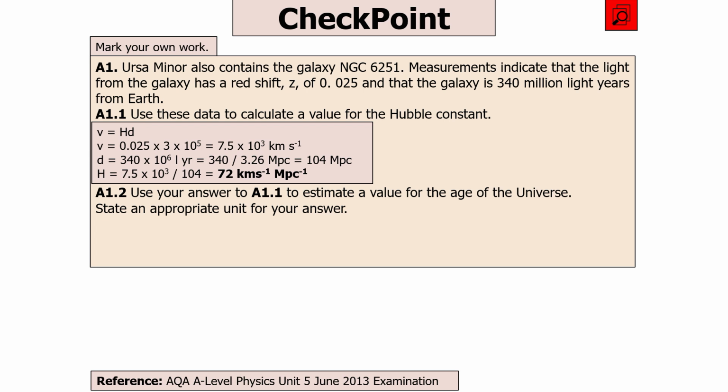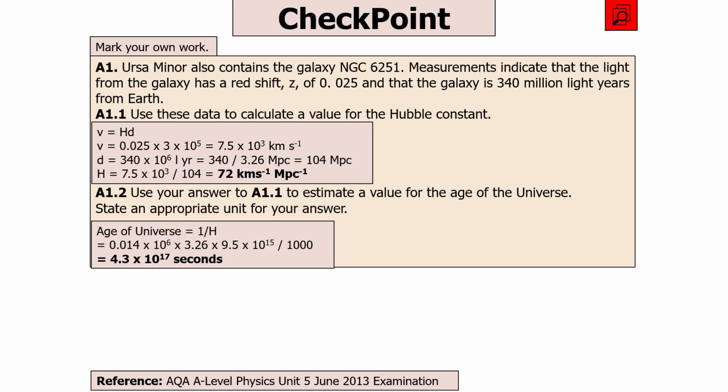We need to also have our distance in megaparsecs. So we change 340 million light years into megaparsecs by dividing 340 by the conversion factor, 3.26. So we get 104 megaparsecs. So we do 7.5 times 10 to the 3 over 104, so we get 72 kilometers per second per megaparsec. Now the age of the universe, as we said before, is 1 over the Hubble constant. To work this through, you need to convert your Hubble constant from kilometers per second per megaparsec into seconds to the minus 1. When you do that, it's 4.3 times 10 to the 17 seconds.